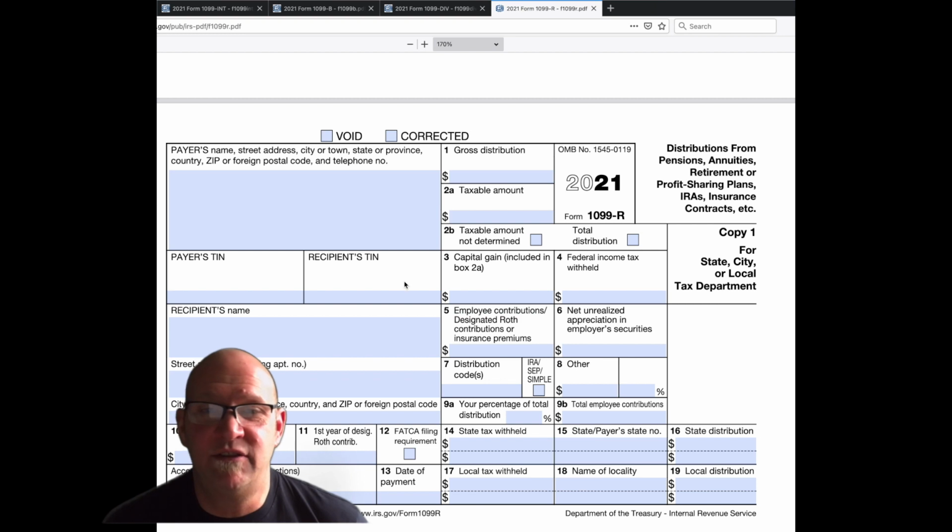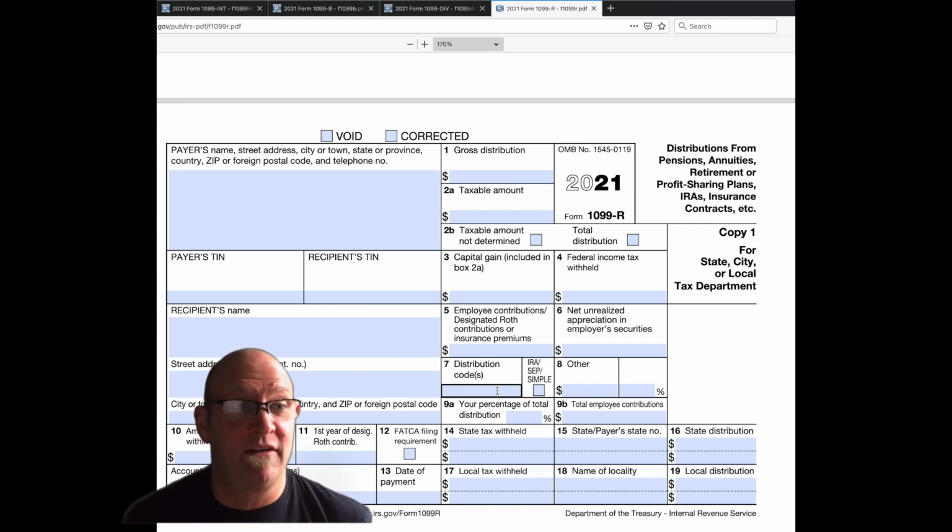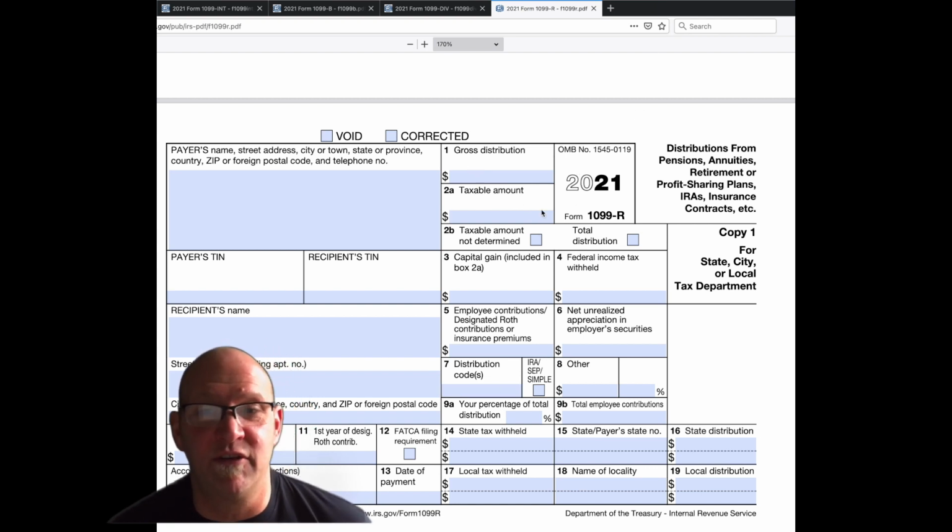It also goes into different codes. For example, if I took a distribution and I was over age 59.5, it would show a 7. That means that it was a legitimate distribution above the 59.5 rule. If I wasn't and I was younger, it would show with a different code number, probably a 2, which would show that I was responsible for the 10% penalty for withdrawing early. So for the Roth conversion, all you need to be concerned with is the amount that you converted and knowing that they're going to give you this form because you have to pay taxes on it.